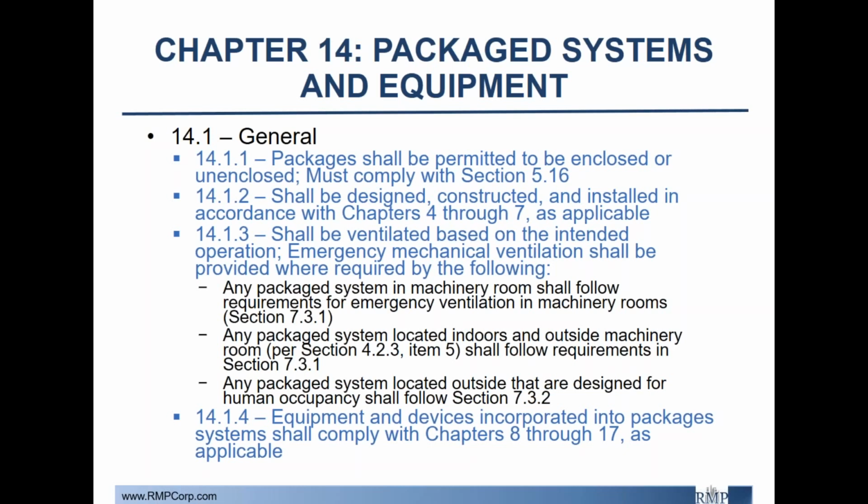Any package systems in machinery rooms shall follow requirements for the emergency ventilation of machinery rooms, which is Section 7.3.1. Any of them located indoors and outside machinery rooms shall also follow the same sections. Any package systems located outside that are designed for human occupancy shall also follow Section 7.3.2. An exception to this is package systems located outside and not designated for human occupancy. Those won't require any ventilation since no one's going to be dealing with them too much. Equipment and devices incorporated into package systems shall also comply with Chapters 8 through 17 as applicable.